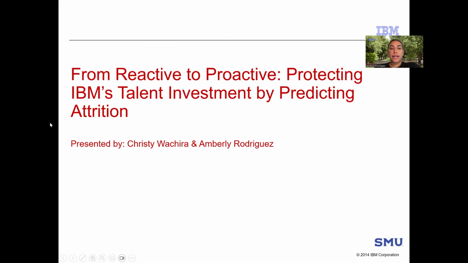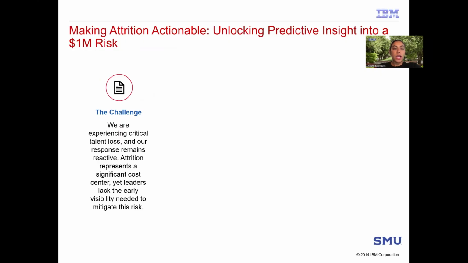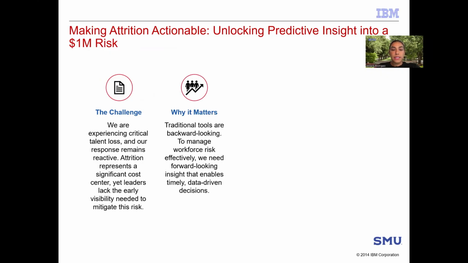I will be discussing our approach at solving IBM's high attrition rate problem. The current challenge is that IBM is reactive rather than proactive, which leads to a high attrition rate. This is important because attrition can be very costly.